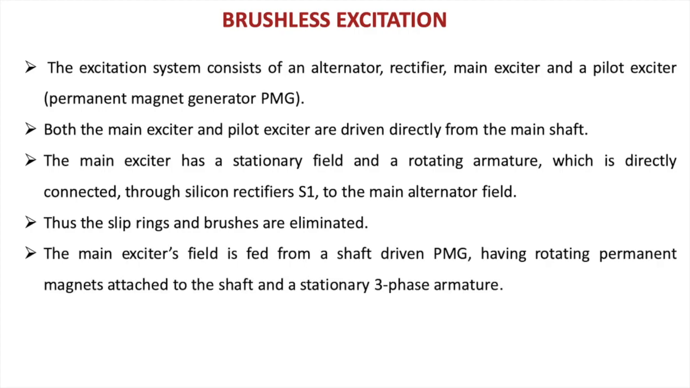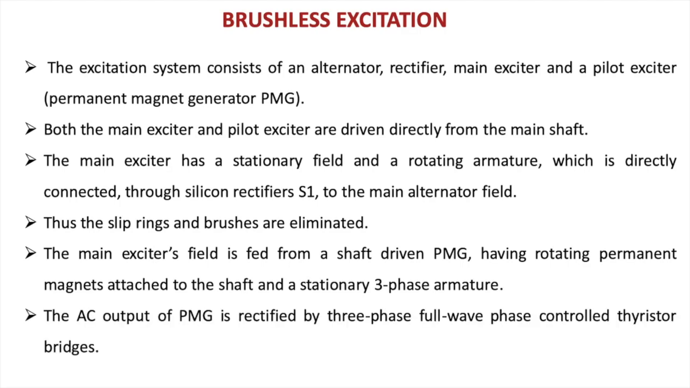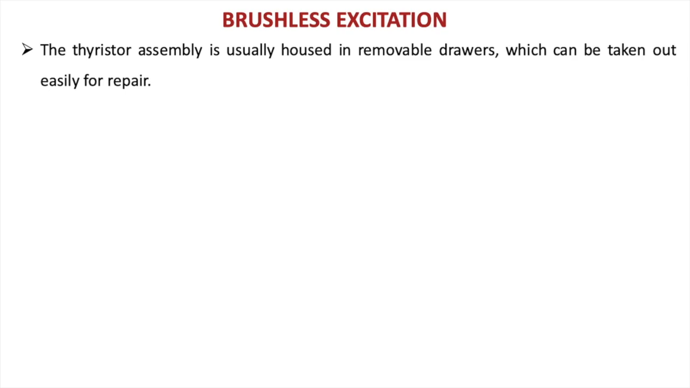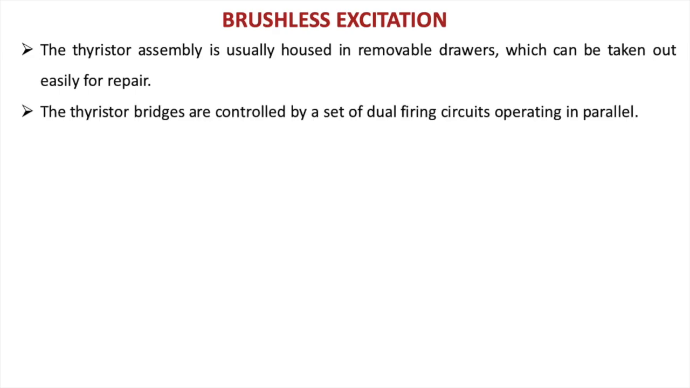The main exciter field is fed from a shaft-driven PMG having rotating permanent magnets attached to the shaft and a stationary three-phase armature. The AC output of the permanent magnet generator is rectified by three-phase full-wave phase control thyristor bridges. The thyristor assembly is usually housed in removable drawers which can be taken out easily for repair purposes. The thyristor bridges are controlled by a set of dual firing circuits operating in parallel.